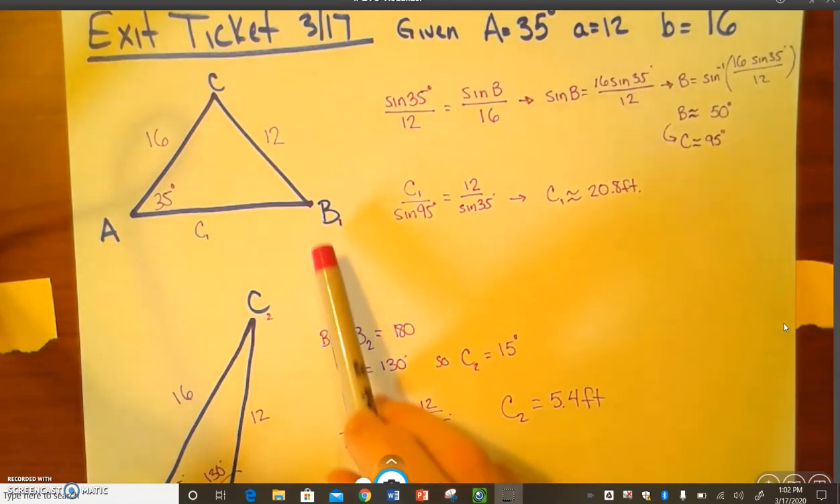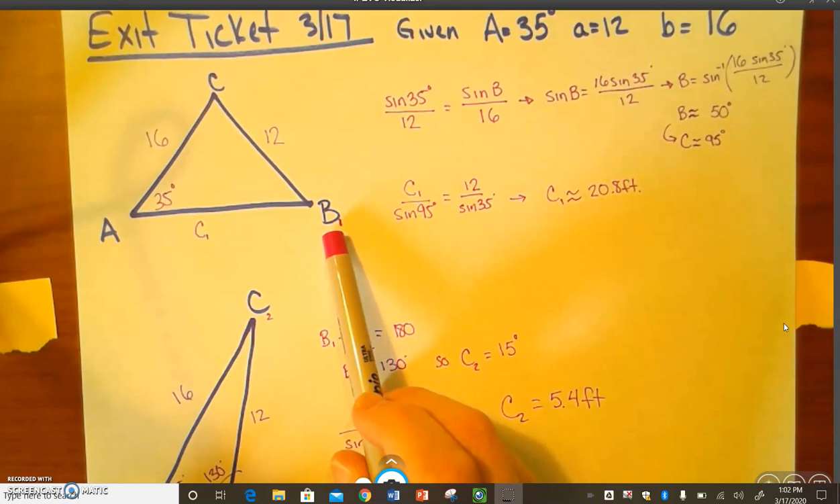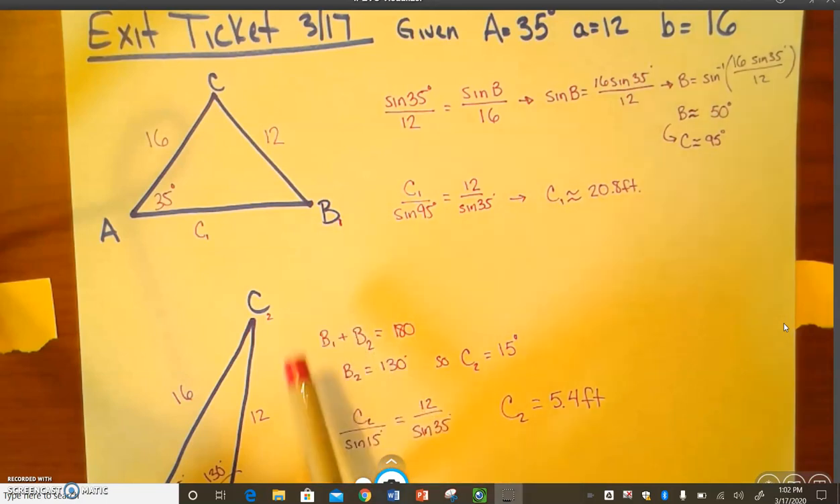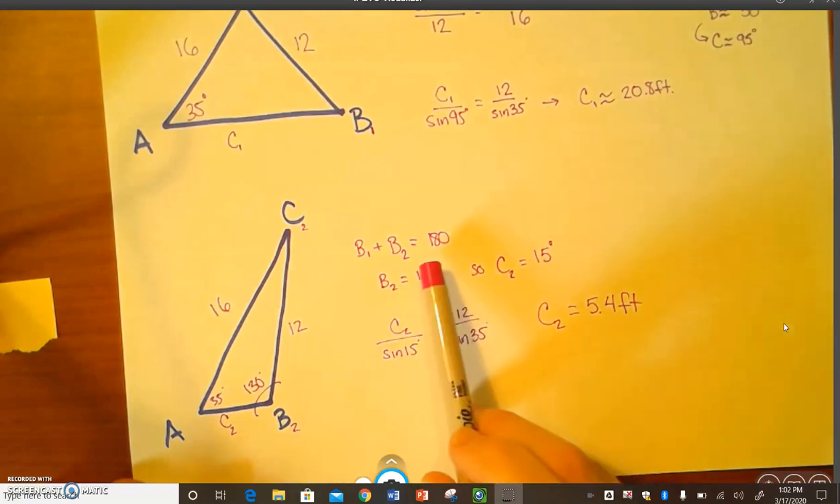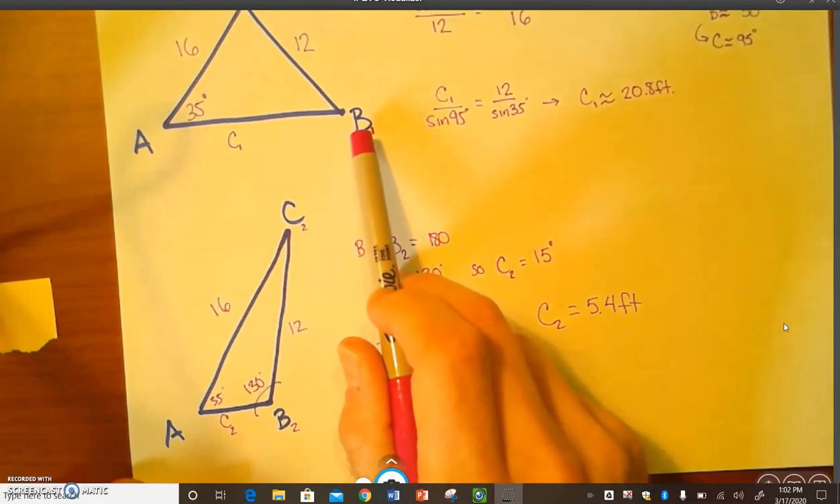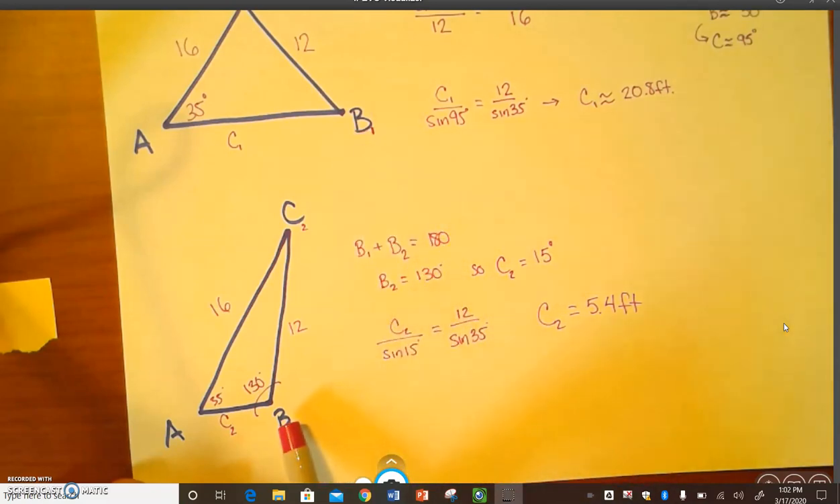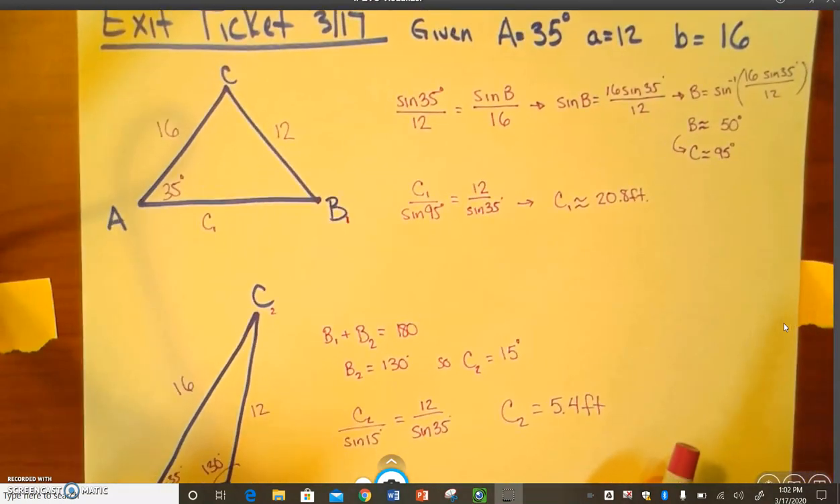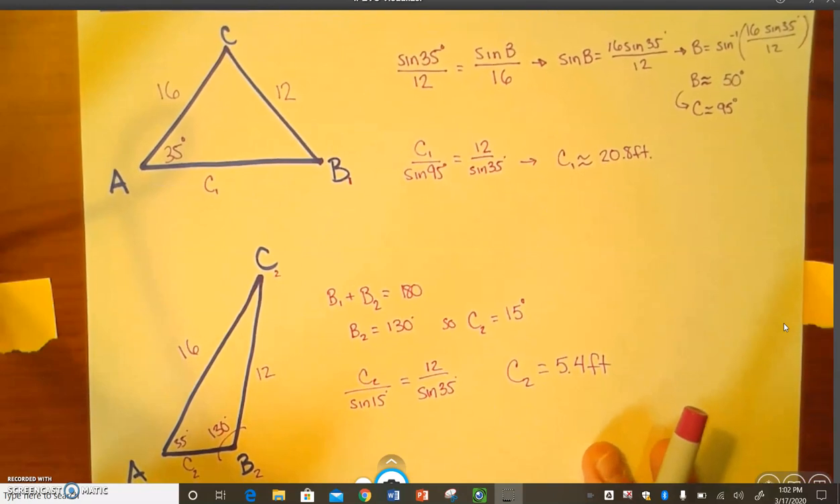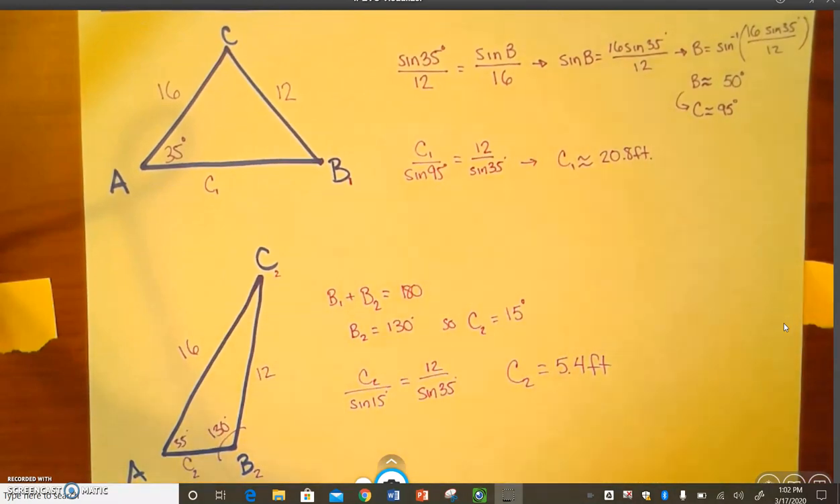If angle B exists and there's a second triangle, the corresponding angle B would be supplementary, meaning they would both add up to 180. So if this angle B was 50 degrees, then this angle would be 130 degrees in a second triangle. If you want to treat them from this point forward as two different triangles, even though they have some numbers in common, that's probably a wise choice. So just continue solving for whatever information.